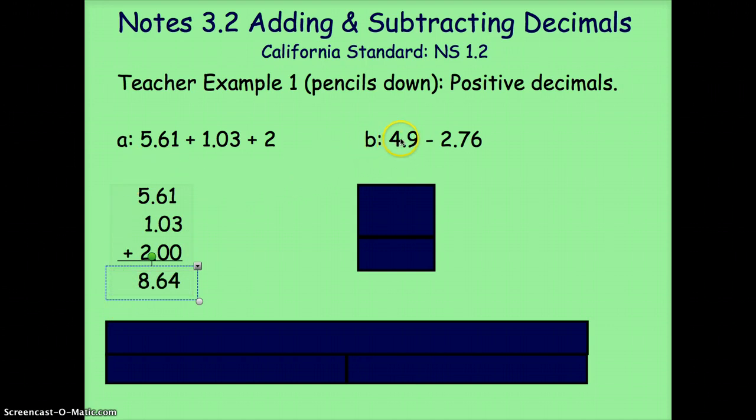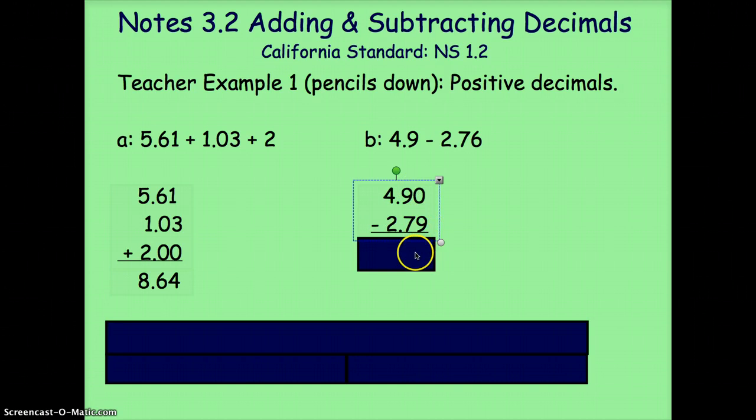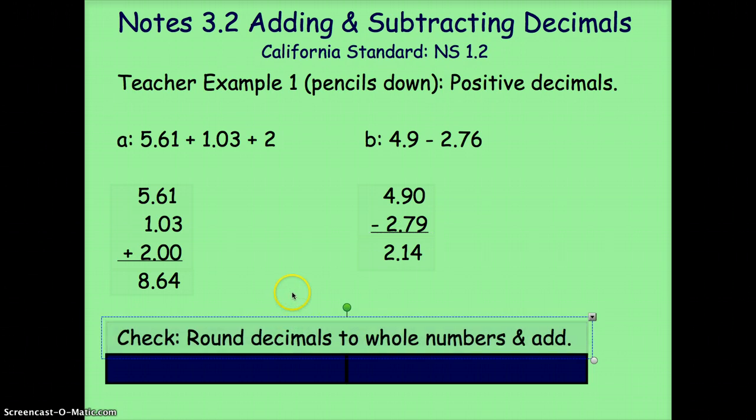Problem B, I have 4 and 9 tenths minus 2 and 76 hundredths. Now again, since I'm subtracting, I need to add a 0 onto this 9 so that it makes it a little easier to line it up. Notice I have to regroup because I can't do 0 minus 9, and I end up with an answer of 2 and 4 tenths.